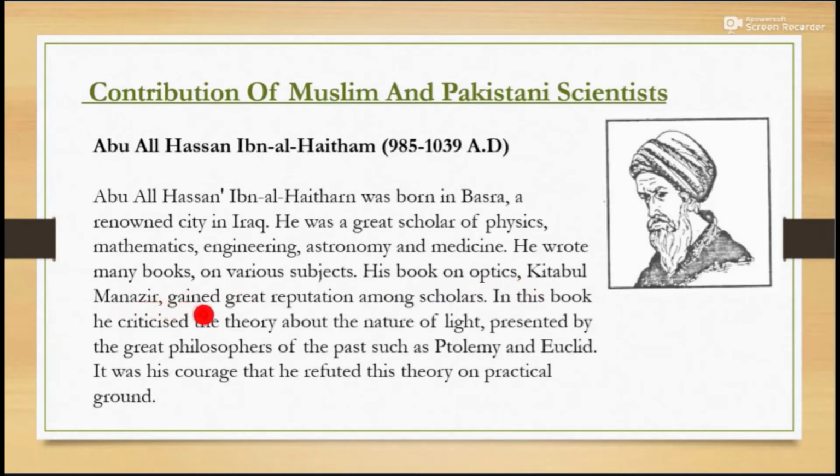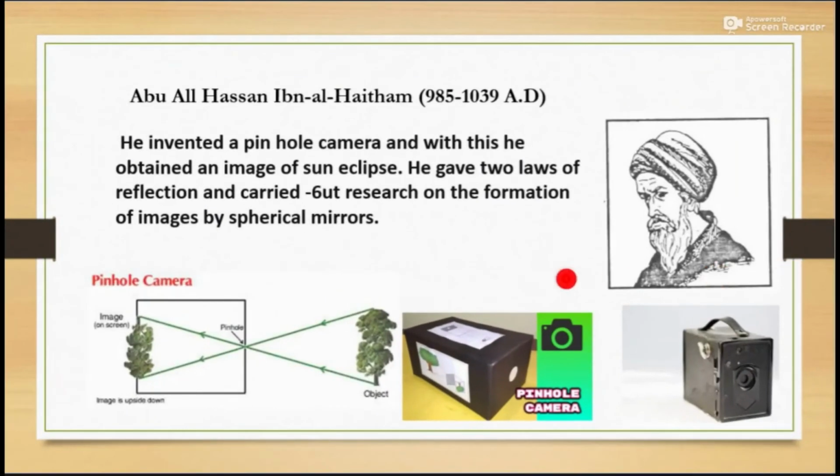Kitab al-Manazir, a book of great reputation among scholars. In this book, he criticized the theories about the nature of light presented by great philosophers of the past such as Ptolemy and Euclid. He had the courage to refute their theories on practical grounds. Now let's talk about the inventions of Abul Hasan ibn al-Haytham. He invented the pinhole camera, with which he obtained an image of a solar eclipse.